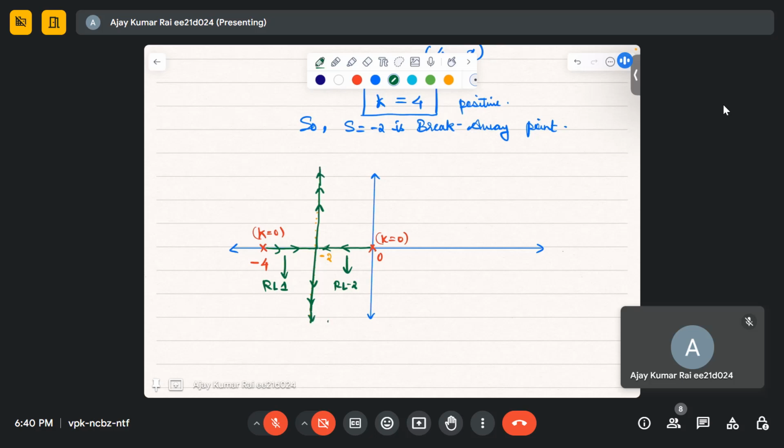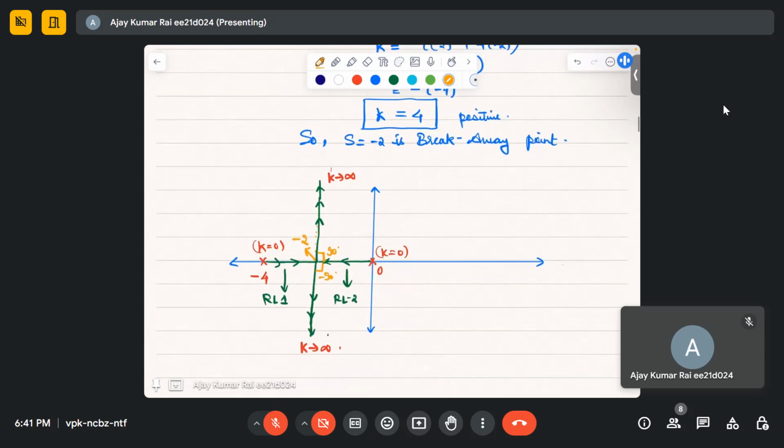If you see at k tending to infinity, these are the asymptotes, right, making an angle of 90 degrees. This is 1 and we write this as minus 90. This point is 2. So this is the root locus.